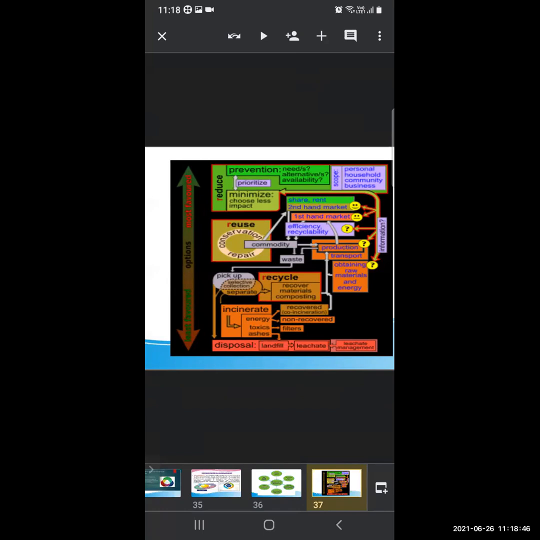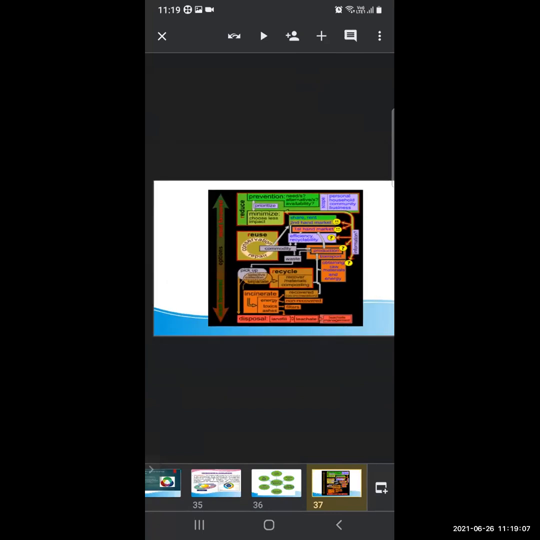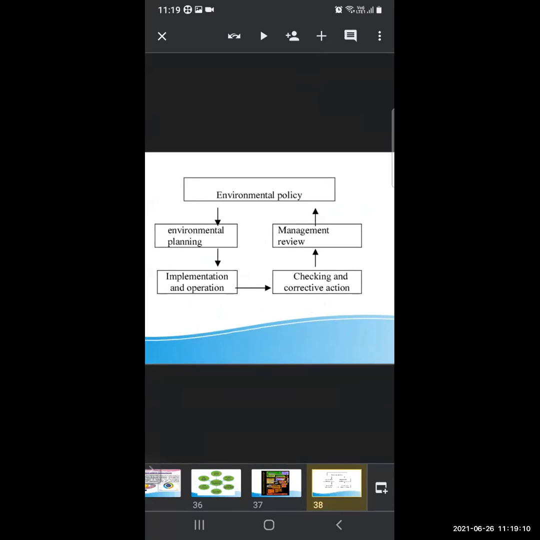This is the whole cycle of how it is recycled: reduce, reuse and recycle. These are the terms we will study in detail when we start with our chapter. I will explain to you in detail. This is the environmental policy, environmental planning, implementation and operation, checking and corrective action, environmental review. The cycle goes on.